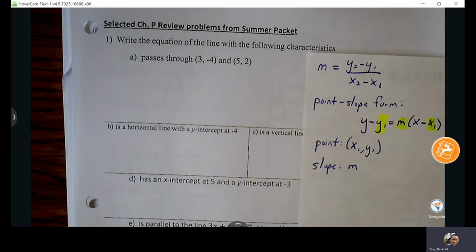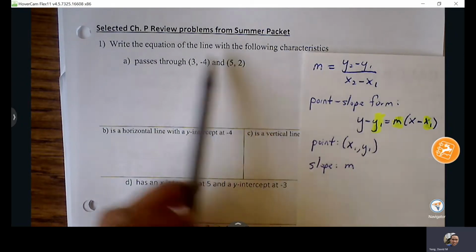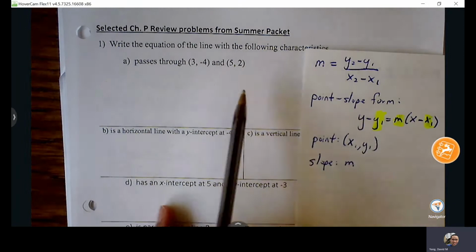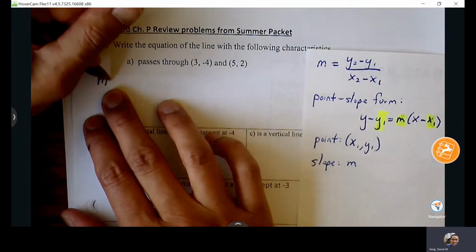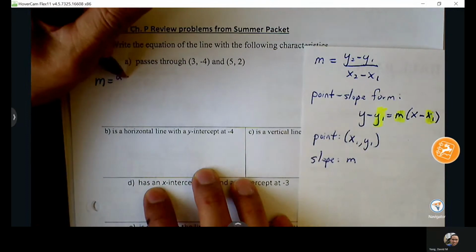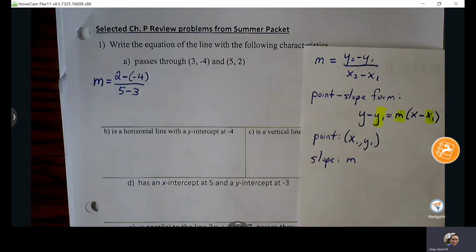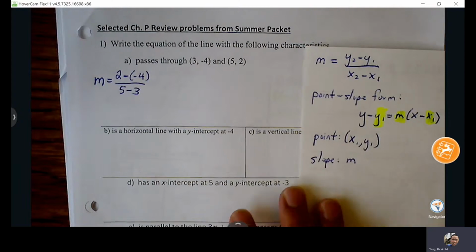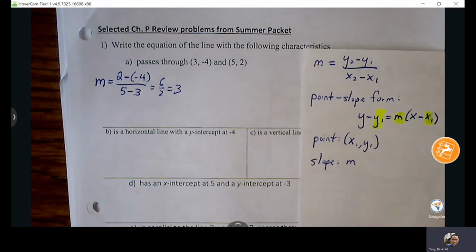So first thing is we want to gather the slope of this line. We want to find an equation that goes through these two points, so we need the slope. To find the slope, we'll do change in y over change in x. It doesn't matter which one you choose first. I'll think of this as my x2, y2, and this is my x1, y1. So here's my slope. I'll subtract the y's first. Okay, so that gives me 6/2, which is 3. There's my slope that I can use for my point slope form.